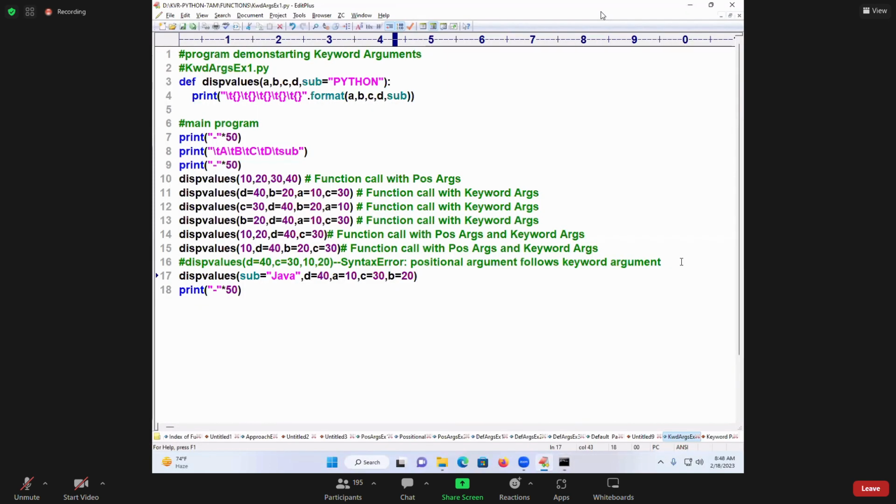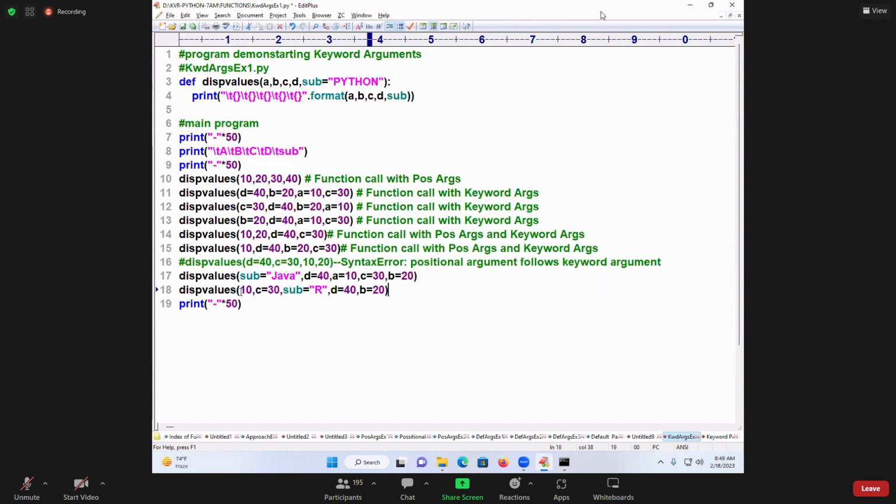Let me go to one more thing. Display values. I am writing 10, comma C is equal to 30, sub is equal to R language, comma D is equal to 40, B is equal to 20. Okay, tell me now, what is this?